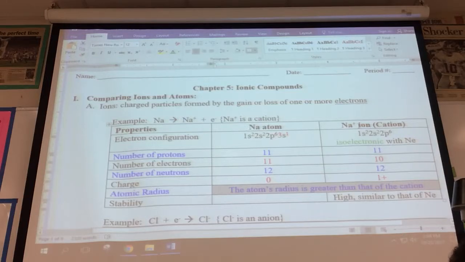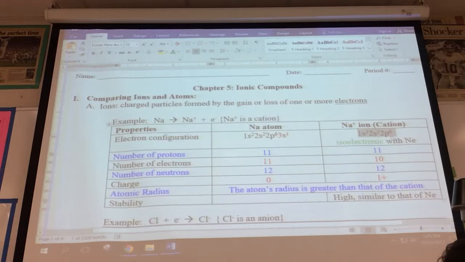When you form a cation, do you lose or gain electrons? Lose. Remember, the plus sign has 4 L's in it. So a sodium ion has lost 1 electron. So you now don't have any electrons in the third shell, which are farther from the nucleus with more electron shielding. As a result, the ion's radius will be less than that of the atom. So a cation will always be smaller than its corresponding atom.